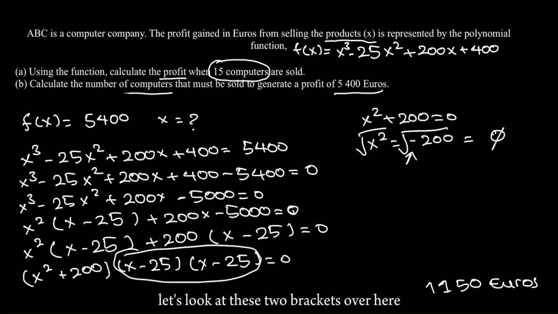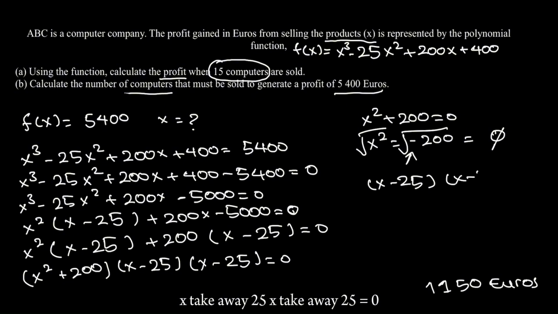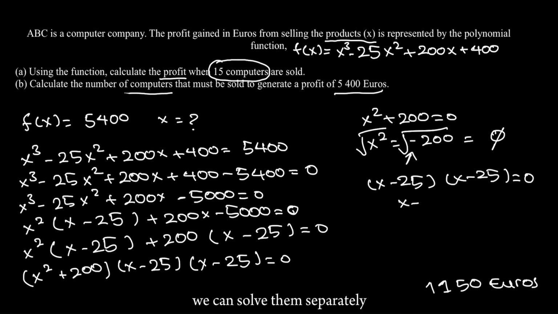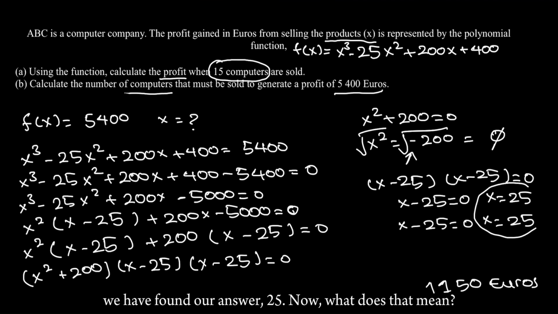Let's look at these two brackets over here. x take away 25, x take away 25 equals 0. We do not need to expand these two brackets. We can solve them separately. x take away 25 equals 0, x take away 25 equals 0. x equals 25, x equals 25. We have found our answer, 25.